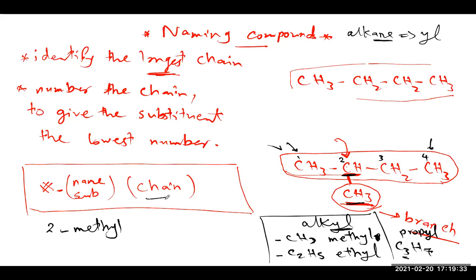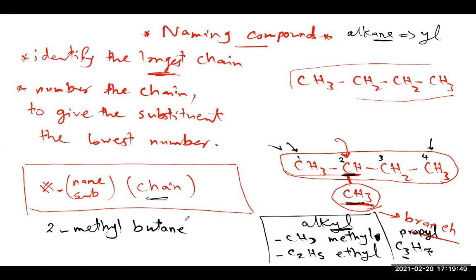And now the name of the chain. We have 4 carbons. 4 carbons starts with but, right? And we have all single bonds, so it should end with ane, butane. So this one will be called 2-methyl butane.